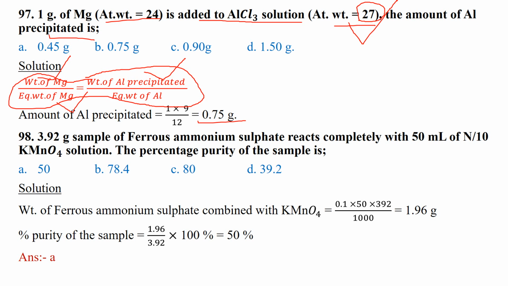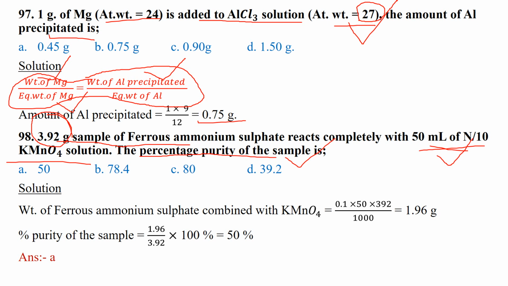Very simple question. 3.92 gram of ferrous ammonium sulfate reacts completely with 50 ml of N/10 KMnO4 solution. Then we have to calculate the percentage purity of the sample. Percentage purity is calculated from the amount of ferrous ammonium sulfate in pure form, meaning the amount which combines with 50 ml of N/10 KMnO4 solution. Among 3.92 gram of ferrous ammonium sulfate, not all of it will combine with the N/10 KMnO4. Only the pure form combines with it.